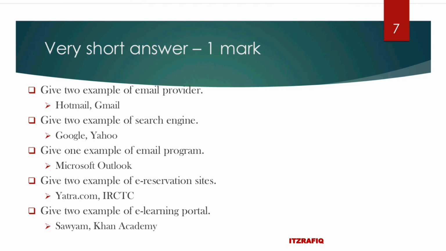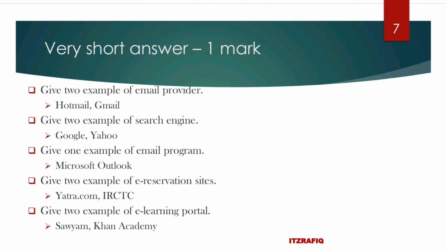point to be noted, email provider is who provides you the email service, and email program is the software through which you can see your email messages on your computer. Normally nowadays we are directly opening Gmail and all from the browser, but earlier we used to open email using Outlook. Still some people are using Outlook. So if asked, give 1 example of email program, you can write even Gmail also. Gmail is a directly web-based interface, and Microsoft Outlook.